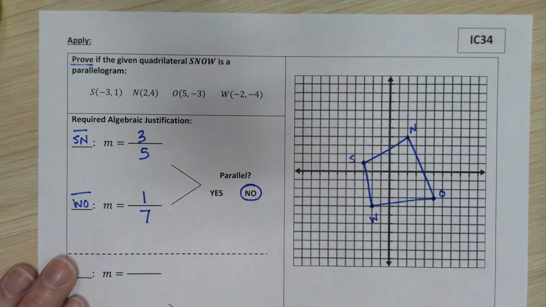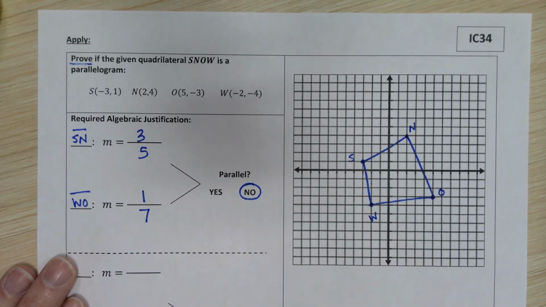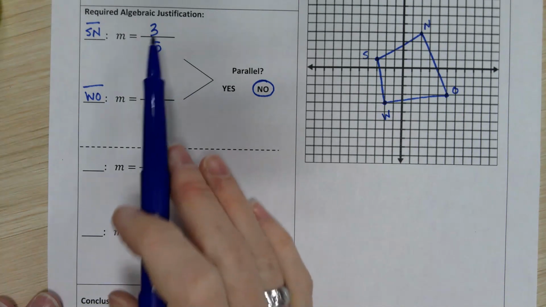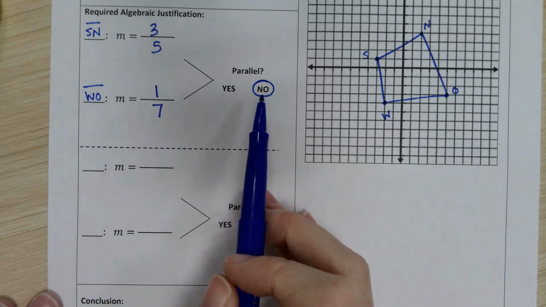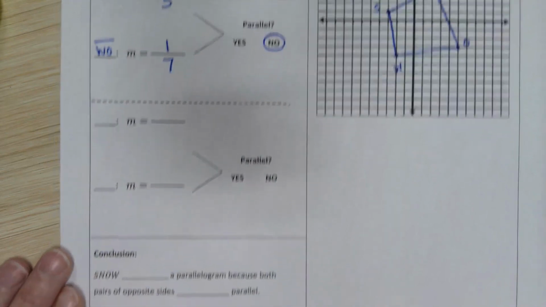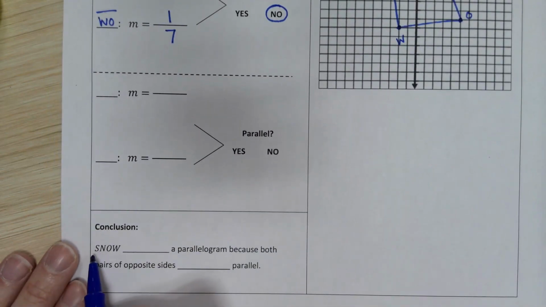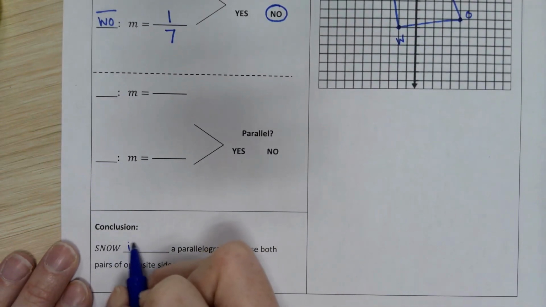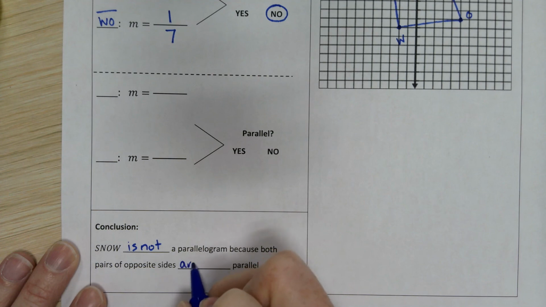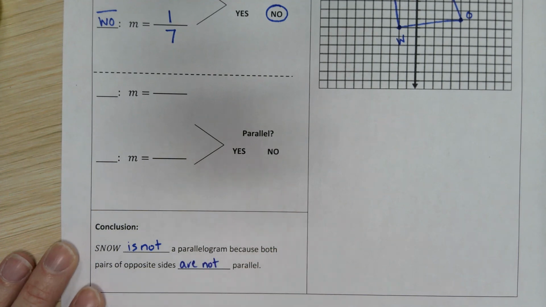Now that's enough to prove that this is not a parallelogram. When it is a parallelogram, you need all 4 slopes. But if you run into a set of slopes that are not equal, that means a set of sides that are not parallel, you can jump straight to your conclusion, and you can say SNOW is not a parallelogram because both pairs of opposite sides are not parallel.